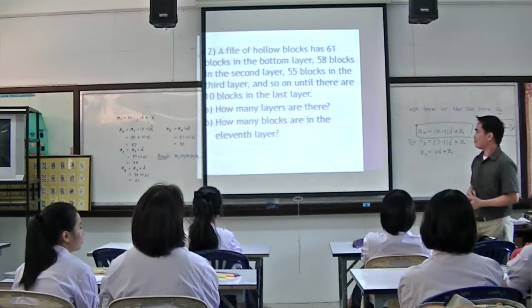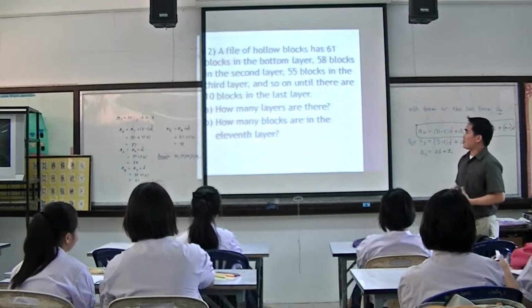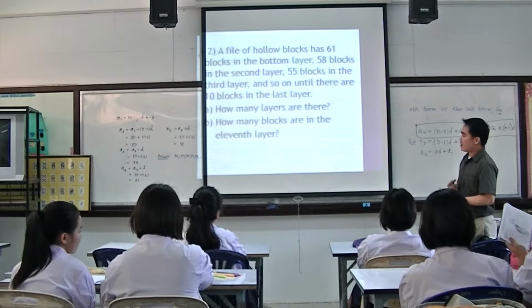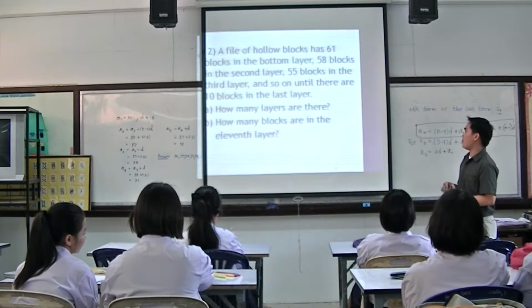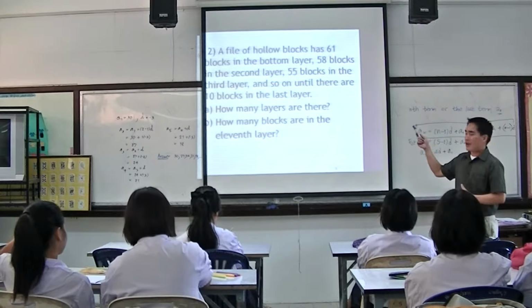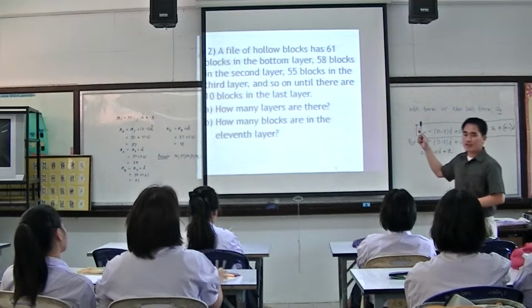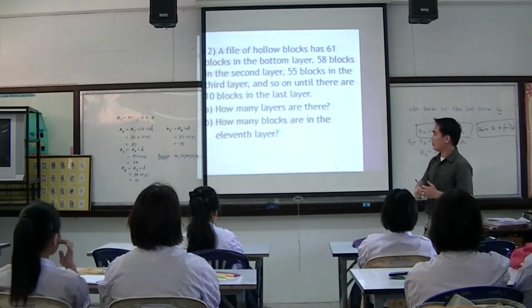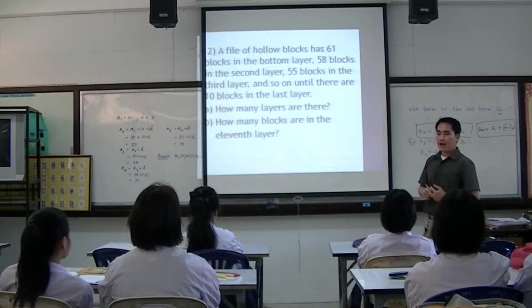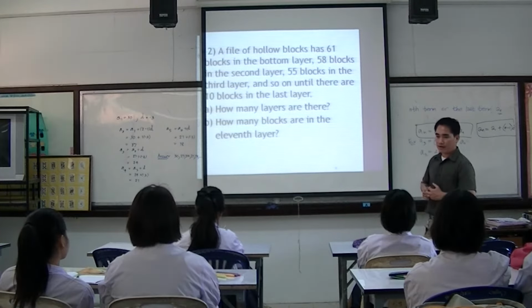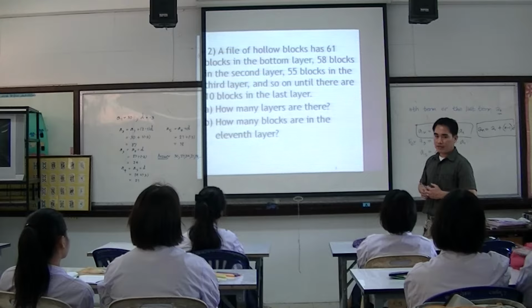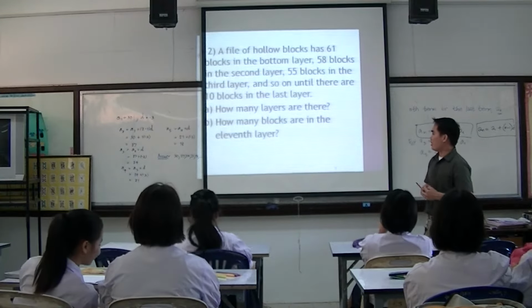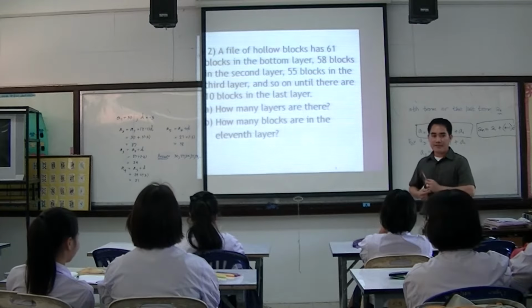Alright, did you understand? So a pile of hollow blocks has 61 blocks in the bottom layer, 58 blocks in the second layer, 55 blocks in the third layer, and so on, until there are 10 blocks in the last layer. So question, how many layers are there? Another question, how many blocks are in the 11th layer?